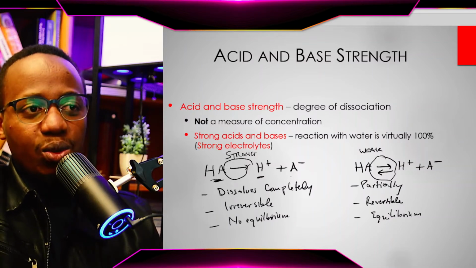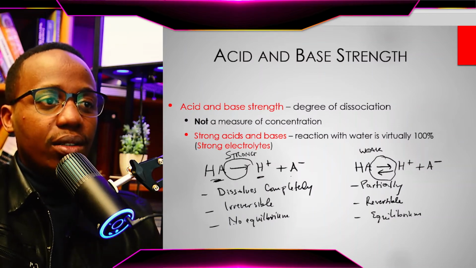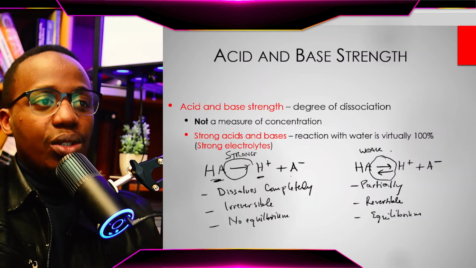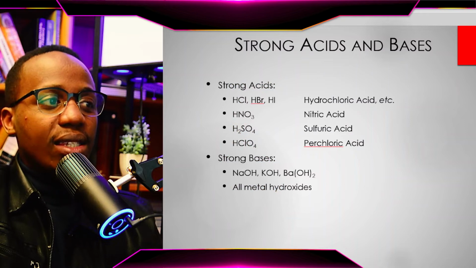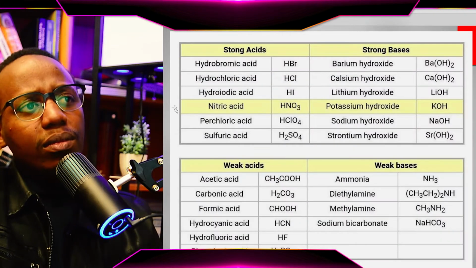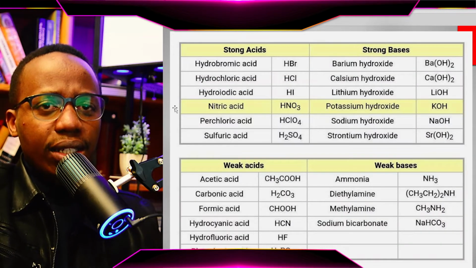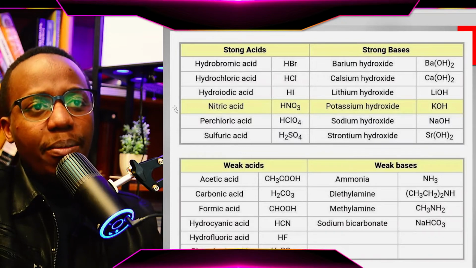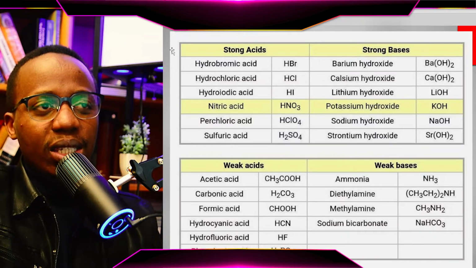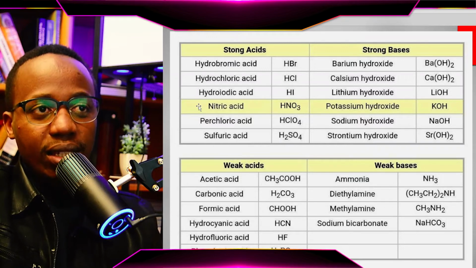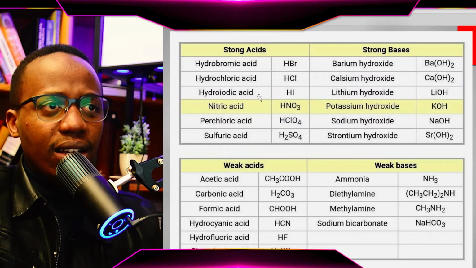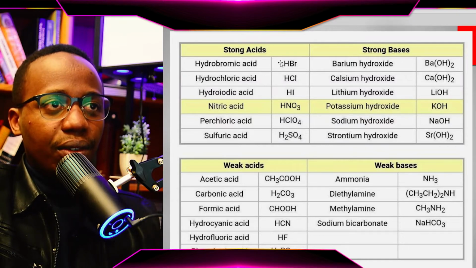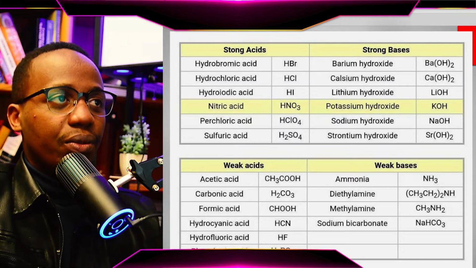It's the same with the strong base and a weak base. The only difference is that we're just going to have a base instead of an acid. So there are some examples of strong acids and bases here. I tell students to really remember the strong acids and strong bases because it's a much shorter list. So these are the most common strong acids. And you have HBr, HCl, HI, nitric acid, and all of these.